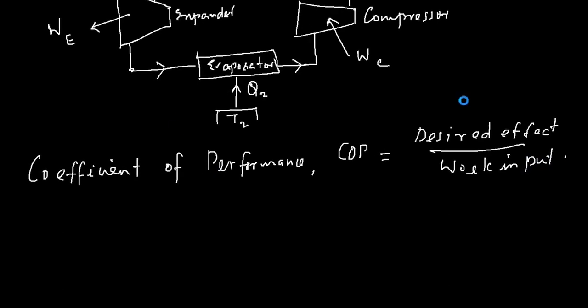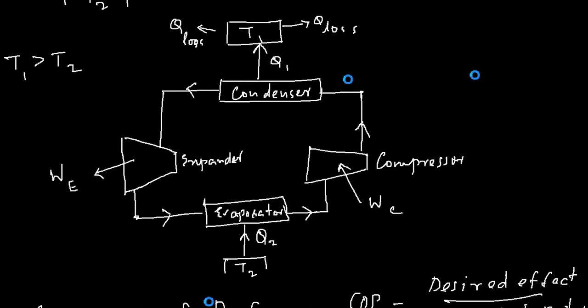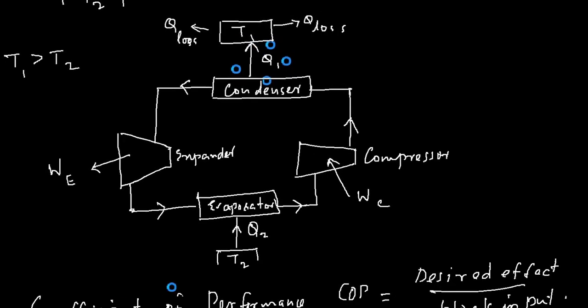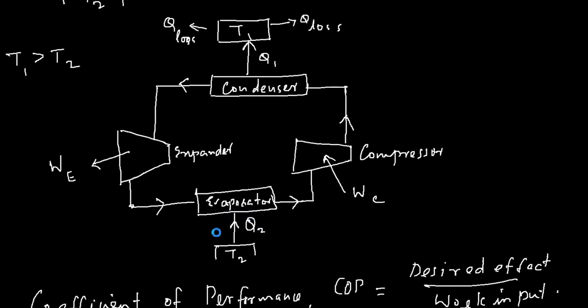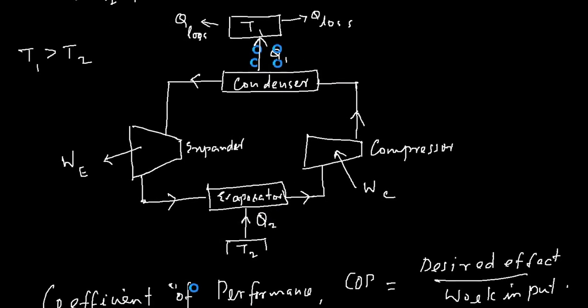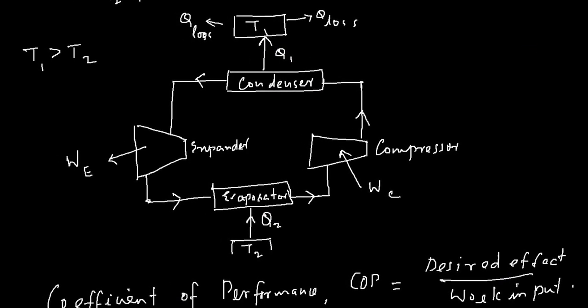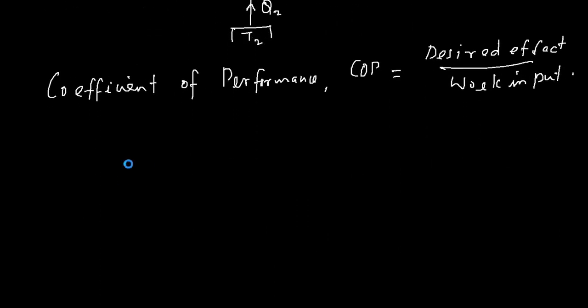So in case of a heat engine, you can see this is the desired effect, and for a refrigerator you can see Q2 is the desired effect. So this is the heat you need to remove for a refrigerator, and this is the heat you need to provide for a heat engine. Now let's see how we can calculate the COP for a refrigerator and a heat engine.